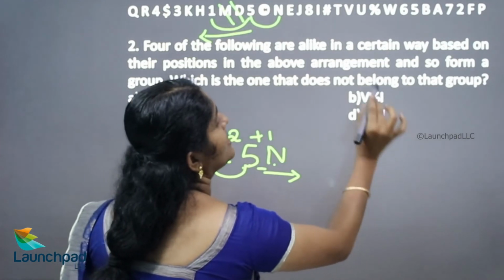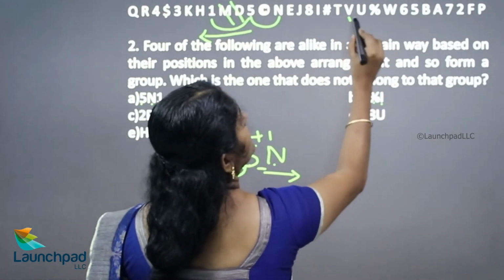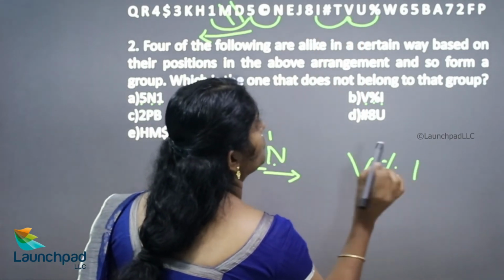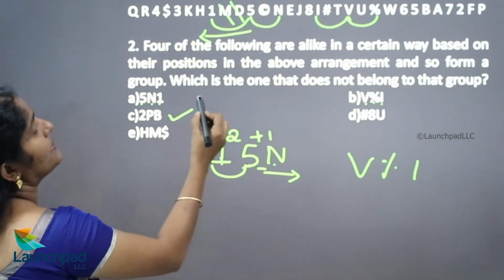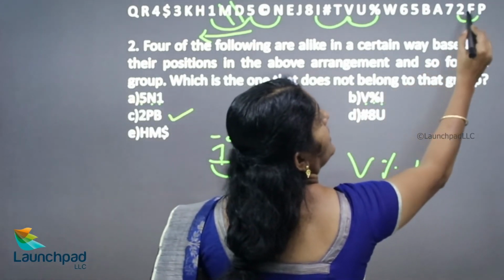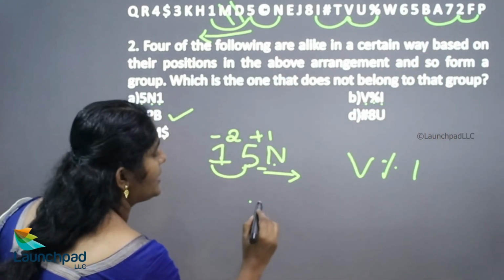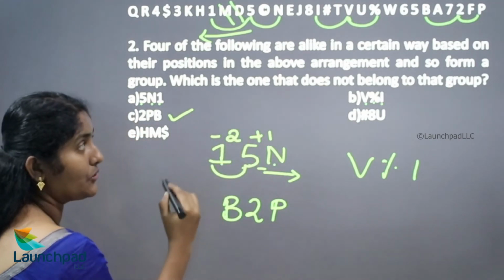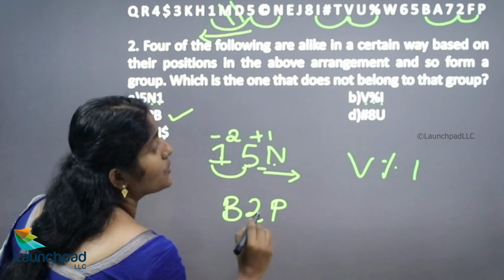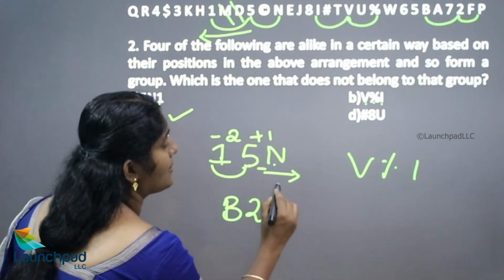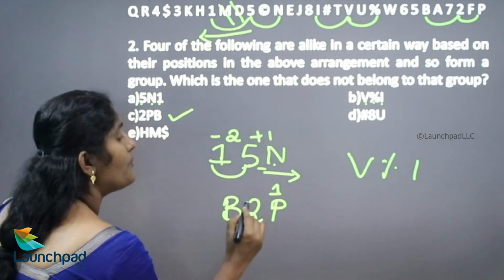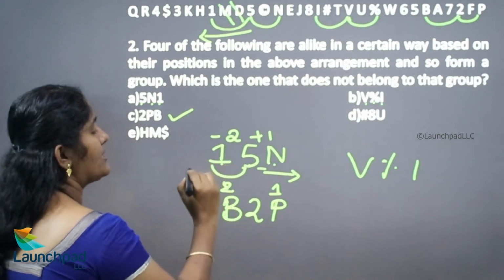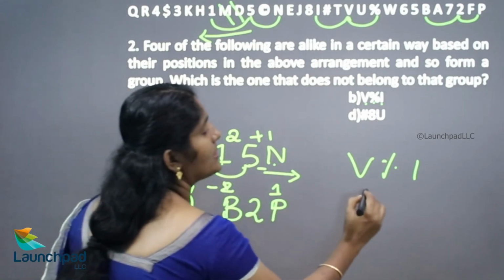Similarly, V percentage 1. Where is V? This is percentage and this is 1. Okay, V percentage 1. Then next, 2PB. Where is your 2? Here. 2PB. Listen carefully. So now we can find the answer itself. After 2, one letter is skipped, and the B appears here. For 2, before 2 a letter was skipped and B is available here. So -2. So these are equal except this one, which differs.